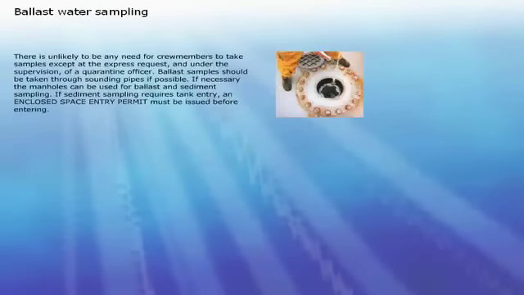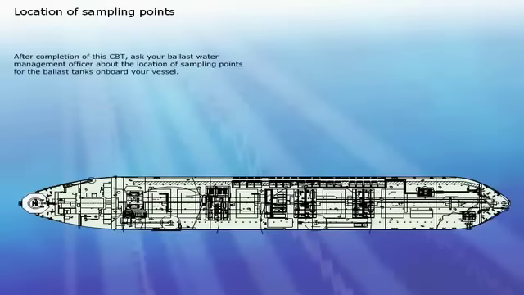There is unlikely to be any need for crew members to take samples except at the express request and under the supervision of a quarantine officer. Ballast samples should be taken through sounding pipes if possible. If necessary, then manholes can be used for ballast and sediment sampling. If sediment sampling requires tank entry, an enclosed space entry permit must be issued before entering. After completion of this, ask your ballast water management officer about the location of sampling points for the ballast tanks on board your vessel.